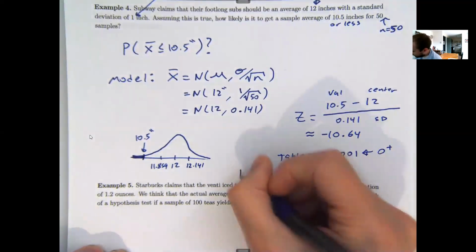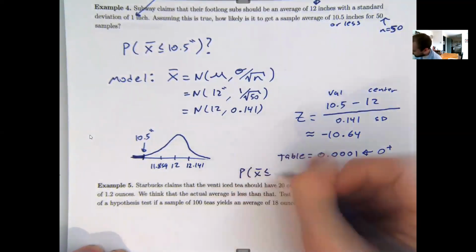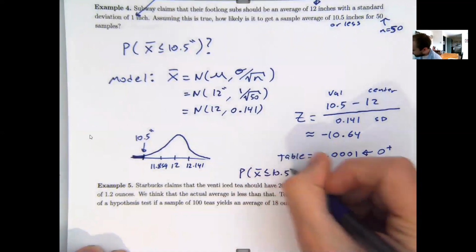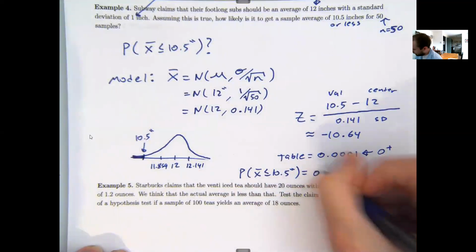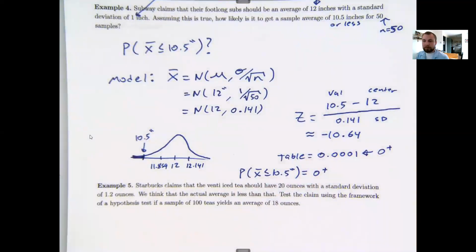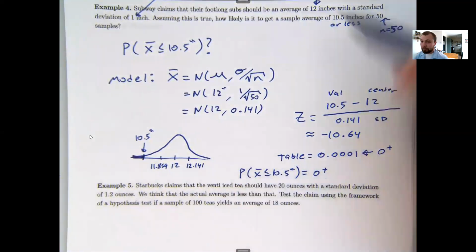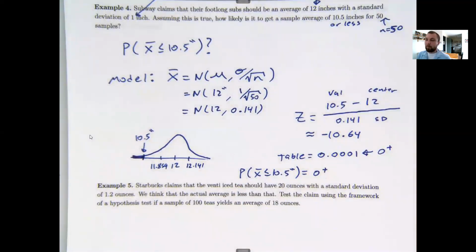So the likelihood that someone gets 10.5 inches, assuming that Subway's claim is true, is close to 0% for 50 sandwiches. In other words, I have evidence that Subway is not telling the truth when they say their sandwiches are 12 inches long. This gives me a way to test to see if something is reasonable or not reasonable.